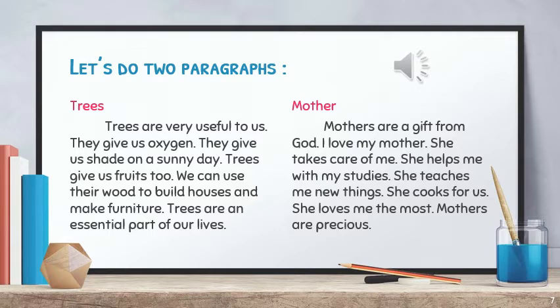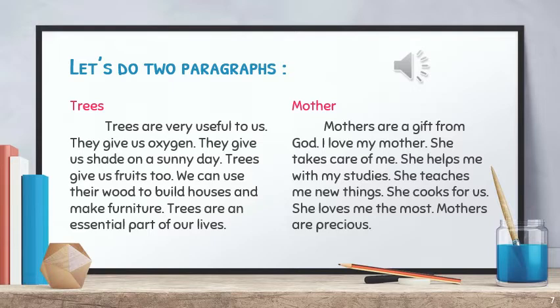So now the first sentence, that is the topic sentence, "Trees are very useful to us," gives us a fair idea as to what the paragraph is about, right? We're talking about trees and how they are useful to us. And the detailed sentences, the following sentences that come after the topic sentence, tell us why trees are useful to us. They give us oxygen, they give us shade, they give us fruits, we can build houses and make furniture using them. And the conclusion sentence, "Trees are an essential part of our lives," concludes by saying they're very useful and therefore they're a very essential part of our lives, right?